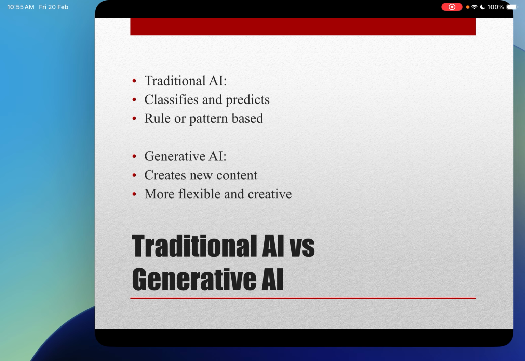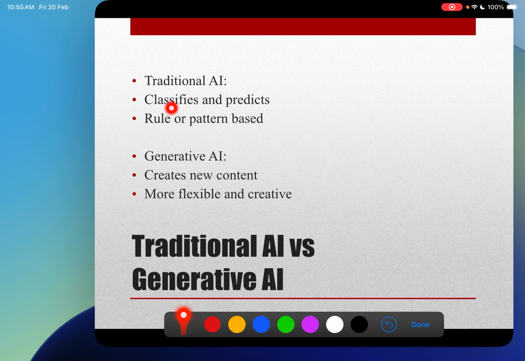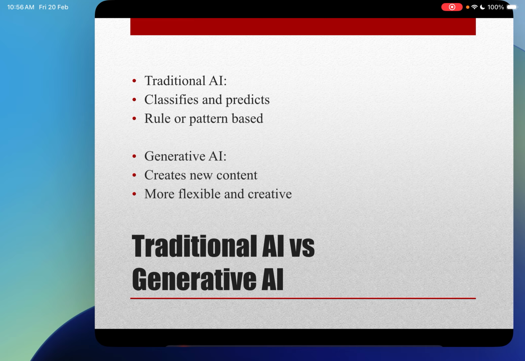In traditional AI, normally it will classify and predict. It is either rule based or pattern based, but generative AI will create new content, and it is more flexible as well as more creative. So this is the difference between traditional AI and generative AI.